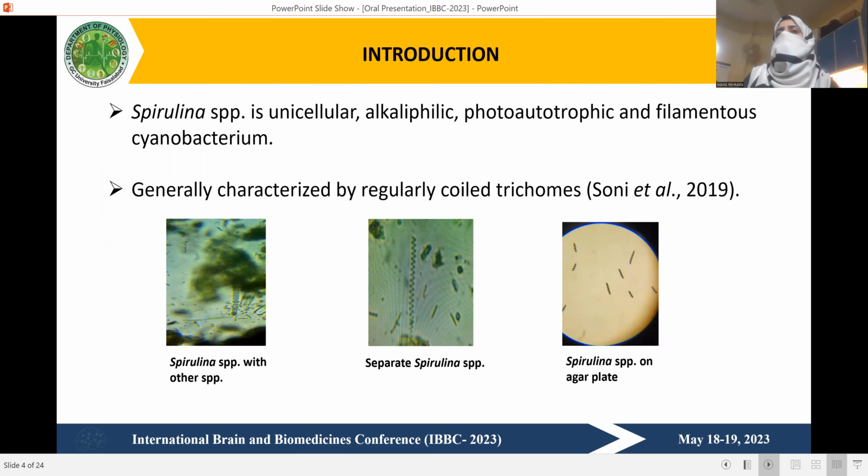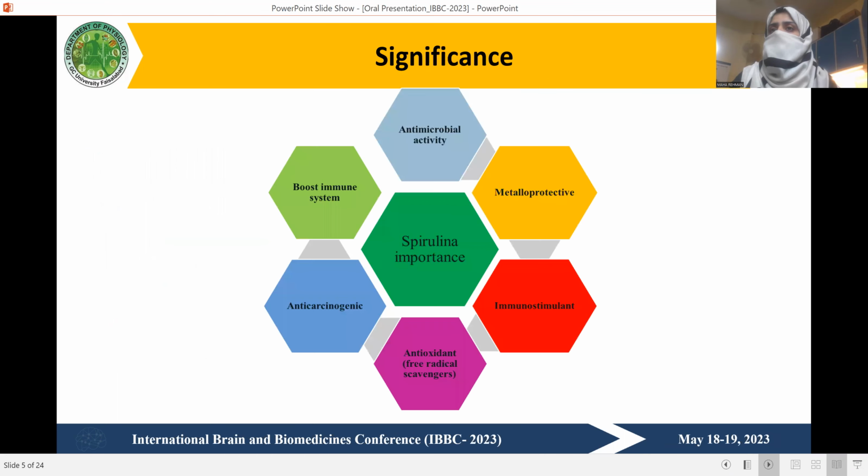Before getting into detail, I would like to discuss a little about spirulina species. Spirulina is a unicellular, alkaliphilic, photoautotrophic, and filamentous cyanobacterium, generally characterized by regularly coiled trichomes. It is a quite valuable species, known for its high proliferation rate, carbon dioxide sequestration, and high biomass yield.